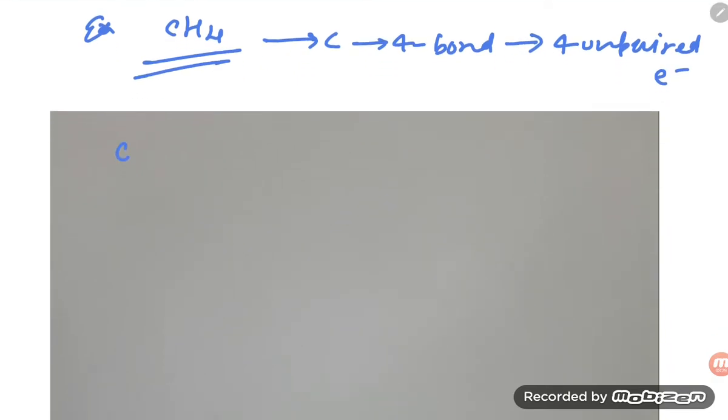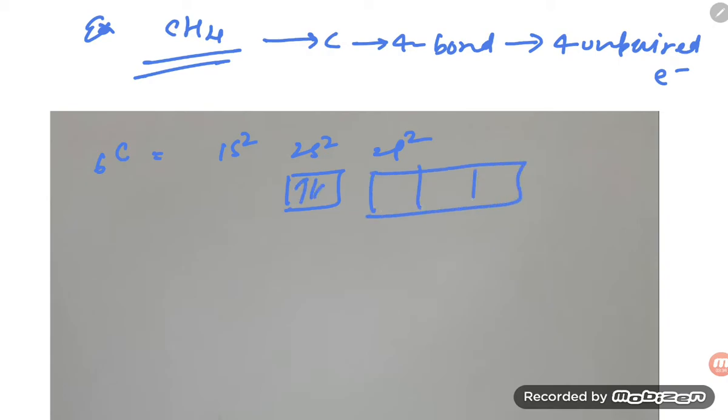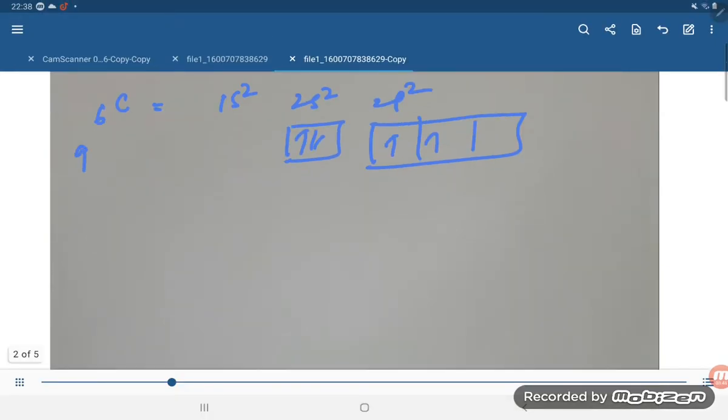So let us see, students, carbon has atomic number 6. Its configuration is 1s2, 2s2, and 2p2. If we see the valence shell, how many unpaired electrons are there? Only 2 unpaired, but how many are required? 4 unpaired, because it is CH4. So this is the ground state configuration.